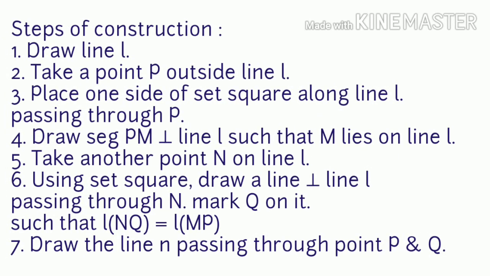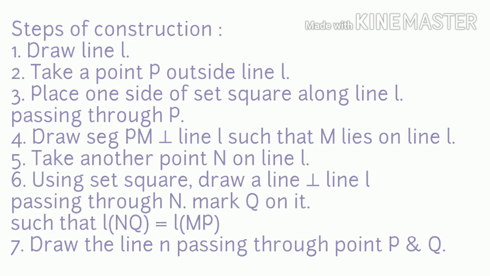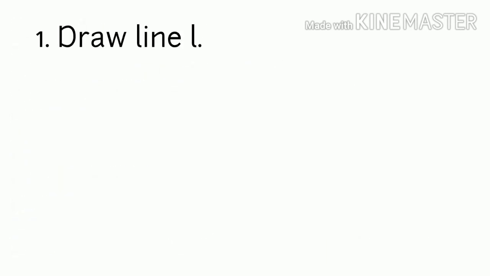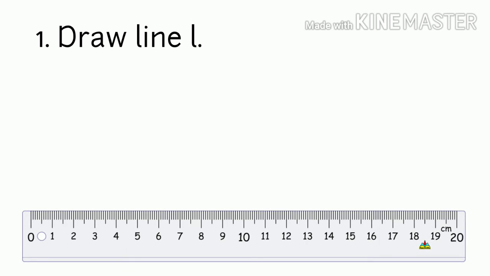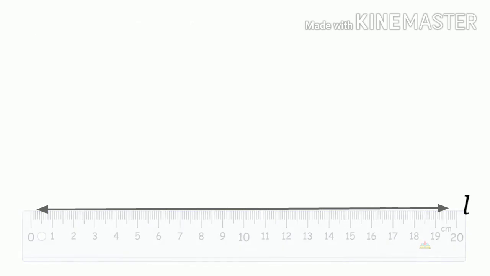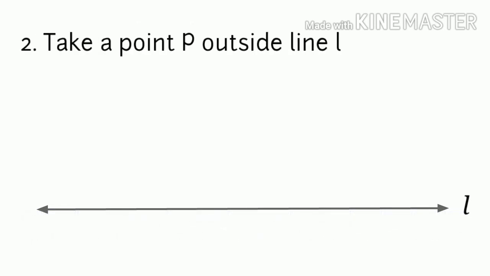Now we will move to the second method. By using these steps of construction, we have to draw a parallel line to a given line. So start with the first step. First step is draw a line L. So take a ruler and draw a line L. Now second step. Take a point P outside line L. Now we will take point P outside line L in this way.